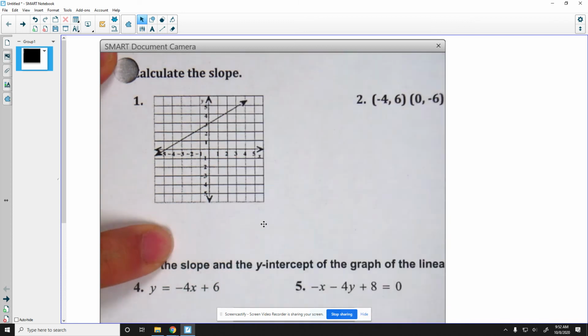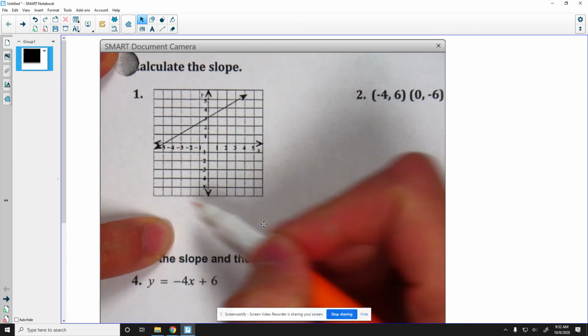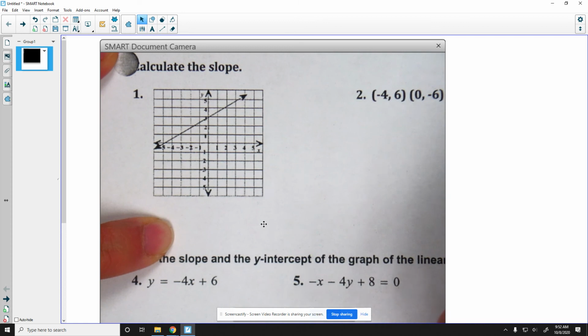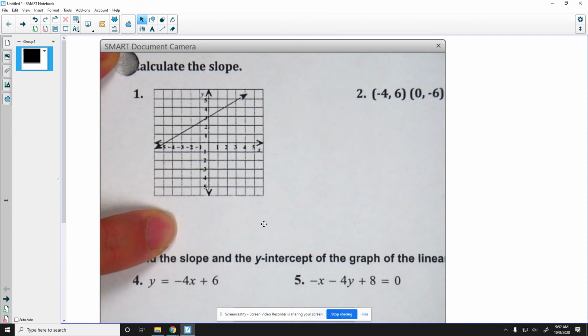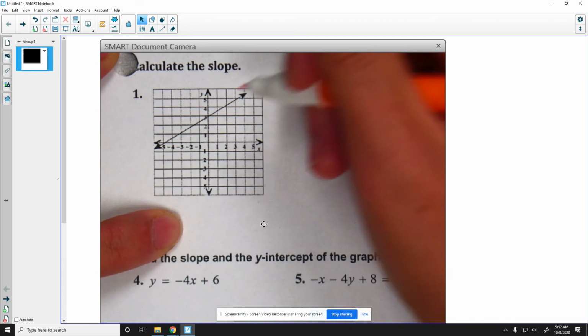So I want to find the slope. Does anyone remember, when I have a picture, what do I do to calculate slope? Mason. I'm pretty sure you find 2 points. You're making it complicated. Yes, you can, but that's just a lot more work than I want to do. Yes, thank you. Rise over run. So if I don't see points, I have to draw my own points.